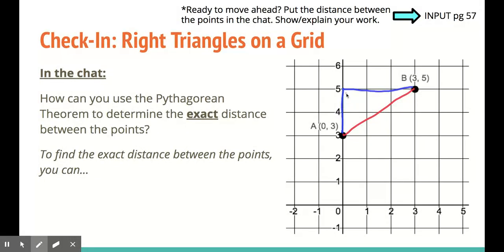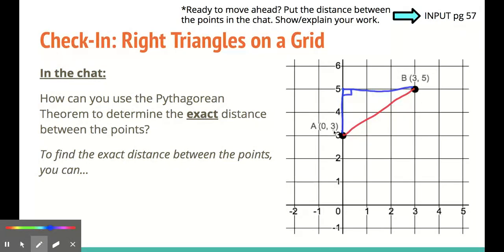So we know that our grid is composed of squares. We know that squares have right angles. So if I follow the grid lines, I can make a right angle, and then the distance between those two points is the hypotenuse. So now I have a right triangle. From here, it's pretty easy to do what we've been doing already.